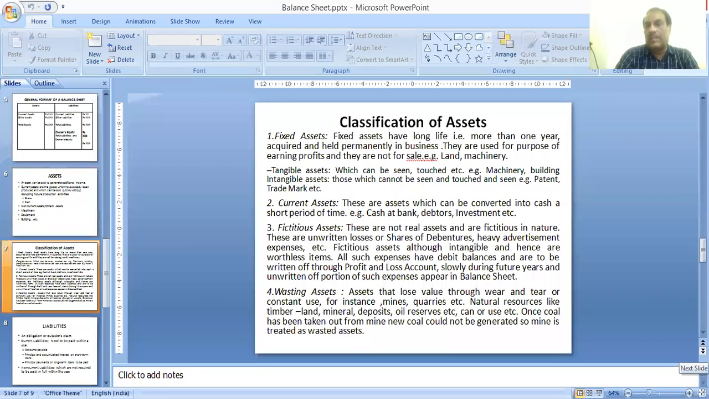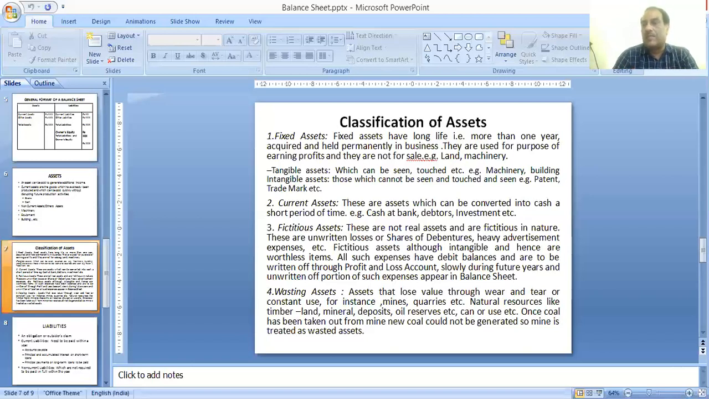Then you have already seen these classifications in the terminology. We have fixed assets. Fixed assets have a long life, more than 1 year. Their services are utilized for more than 1 year. They are acquired and help permanently in the business. They are used for the purpose of earning profits, and they are not for sale, as with land and machinery. So we generally establish a plant. This is a fixed asset, and it is established to run the business and pursue the business activities. So these are invested for the long term.